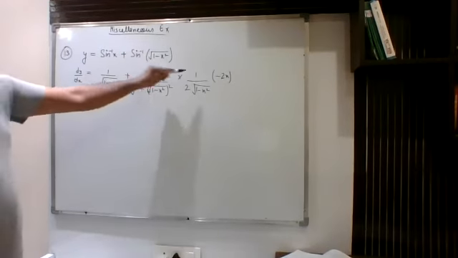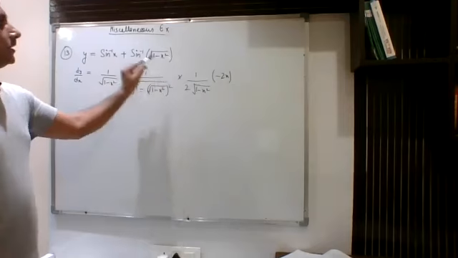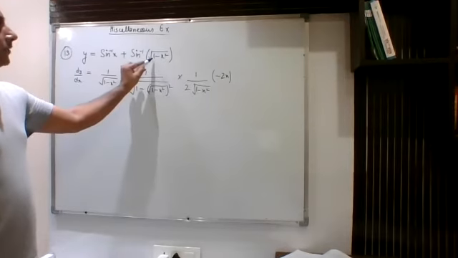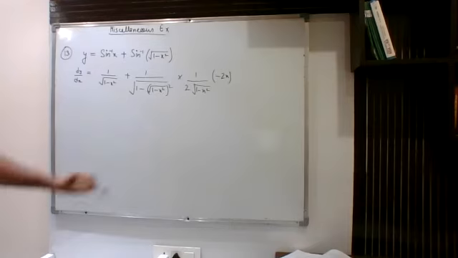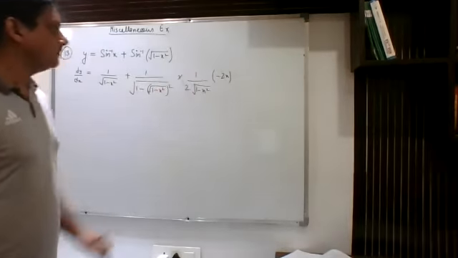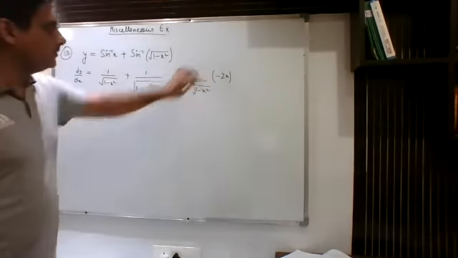So derivative of root x was 1 upon 2 root x. That is what I had written. After that, we need to take the derivative of 1 minus x square. So that is why it is minus 2x. Now let us do further calculations. 2 and 2 will cancel out. 2 and 2 will cancel out.